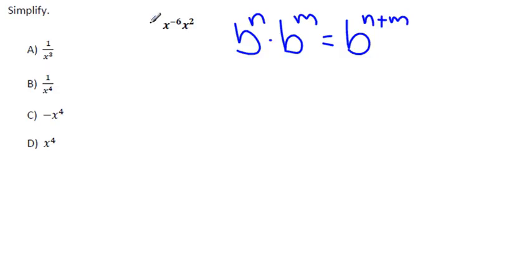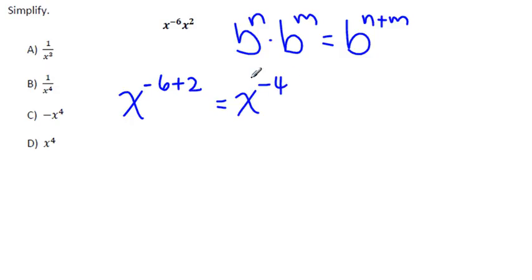So in this situation, we're going to go back to our problem, and we see that they are multiplying each other. So what are we going to do with the powers? We're going to add them. So we're going to get x to the negative 6 plus 2. And if we work that out, we would get x to the negative 4.